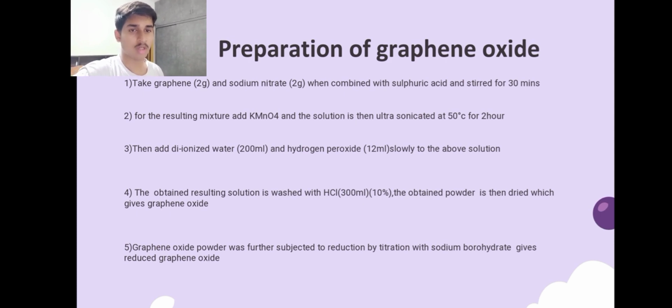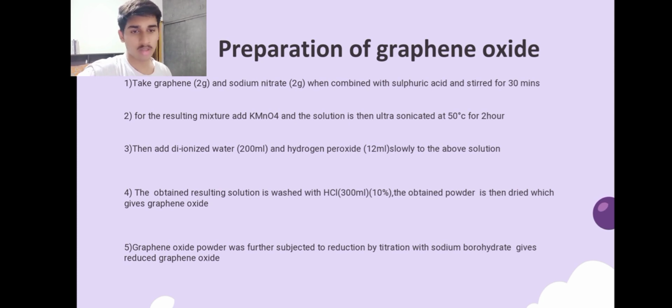The first step is to take graphite of 2 grams and sodium nitrate of 2 grams, combine with sulfuric acid, and stir for 30 minutes. To the resulting mixture, add KMnO4, which is potassium permanganate, and the solution is then ultrasonicated at 50 degrees Celsius for 2 hours. The resulting mixture after ultrasonication is added with deionized water of 200 ml, which is nothing but distilled water, and hydrogen peroxide of 12 ml slowly to the above solution.